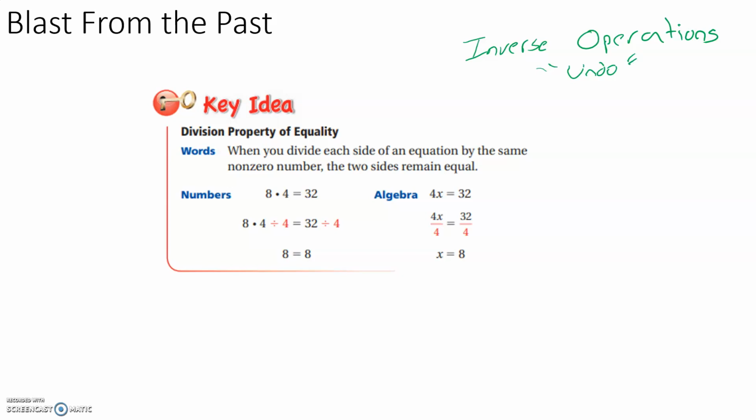So for the division property of equality, look at the algebraic equation: 4x equals 32. To get that x isolated, I had to divide 4 divided by 4. And then I did the same thing on the other side of the equal sign. So these cross each other out, and then I'm left with x, and 32 divided by 4 is 8. So x equals 8.